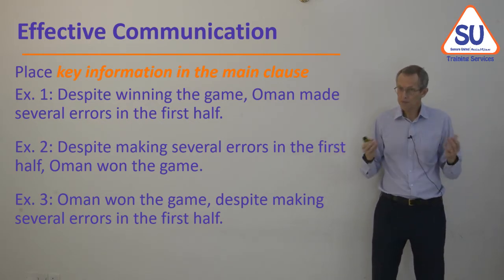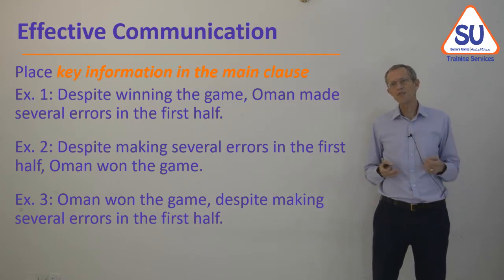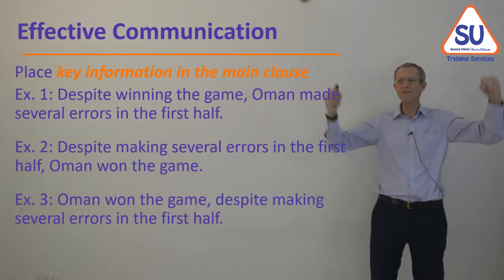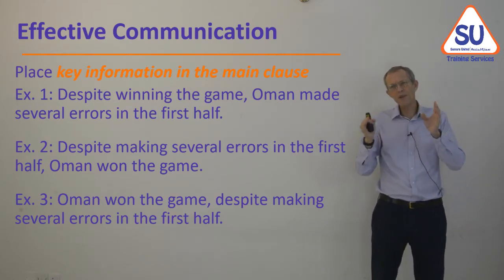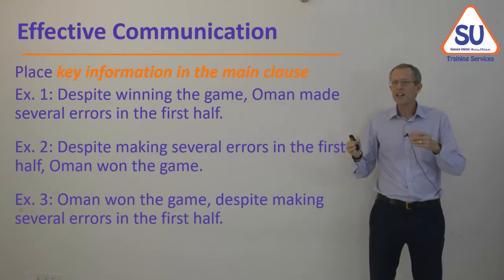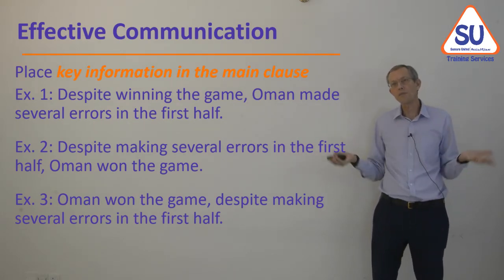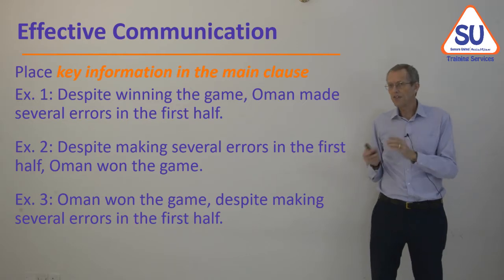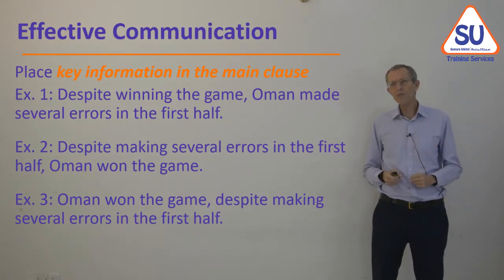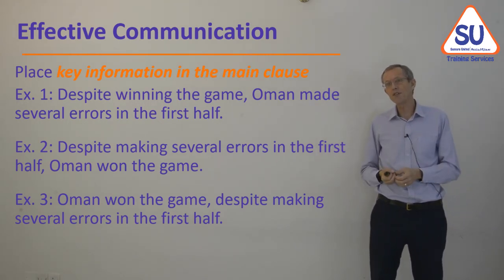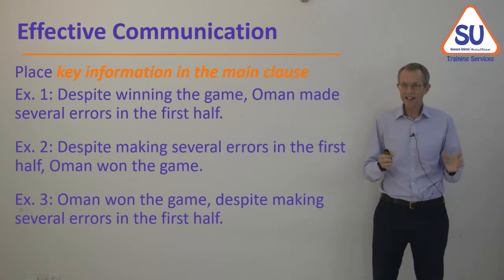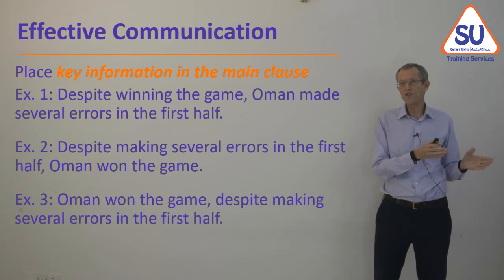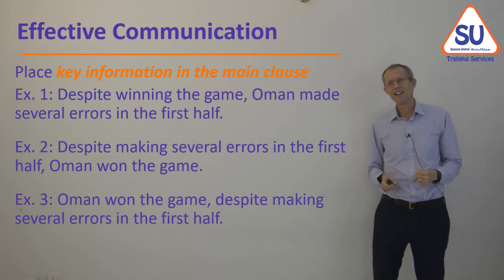Second example of the same news. Despite making several errors in the first half, Oman won the game. That's more positive, but again they've put the despite making several errors at the beginning. So the first message is Oman made several errors. Third example, same information. Oman won the game. Hooray! Everybody understands that, despite making several errors in the first half. So what do we know? Oman won the game, yes. And they didn't have such a good first half, but they won the game. So we've communicated well.